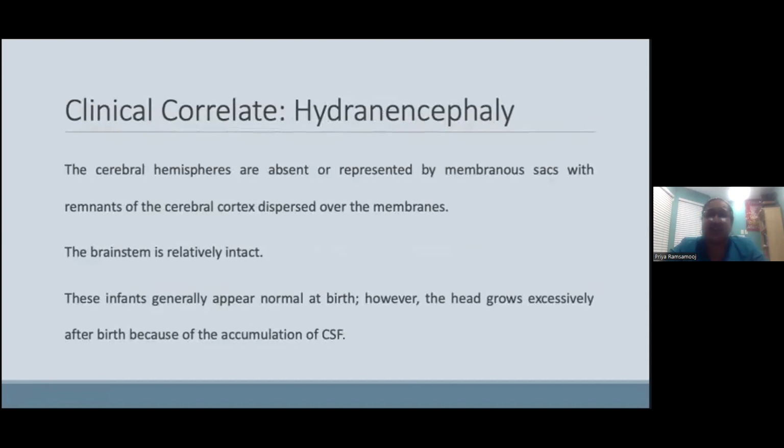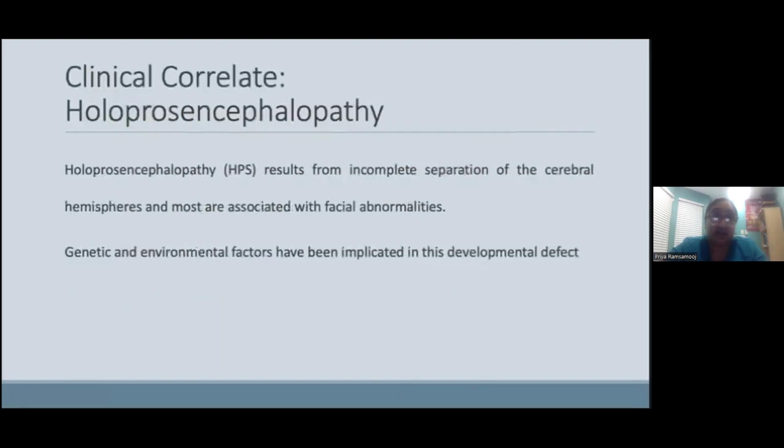Moving on to hydranencephaly, the cerebral hemispheres are absent or represented by membranous sacs. The brainstem is relatively intact. The thing is, these infants are going to appear normal at birth, but the head grows excessively after birth because of the accumulation of CSF. And mental development fails to occur, as you generally have little to no cognitive development, and again, causes fairly uncertain.